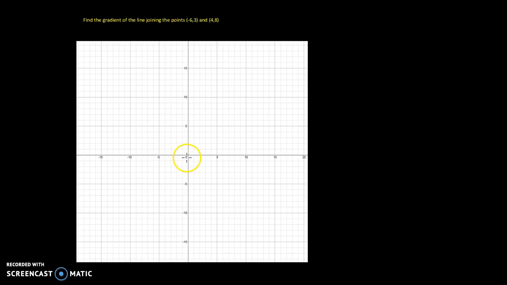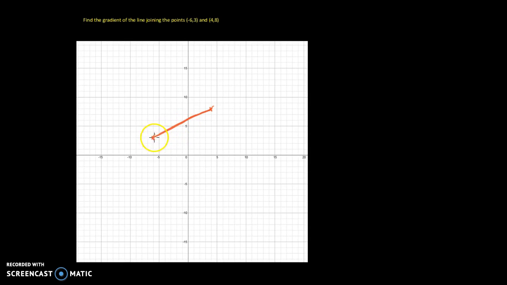So to the graphical way first of all. I'm going to plot the points. -6,3 is there. And 4,8 is there, 4 along and 8 up. What we'd like to do is find the gradient of that line, the line joining those 2 points. Ideally it should be a straight line. Well, that's a bit straighter. What we want to do is find a measure of steepness, a measure of gradient of this line.